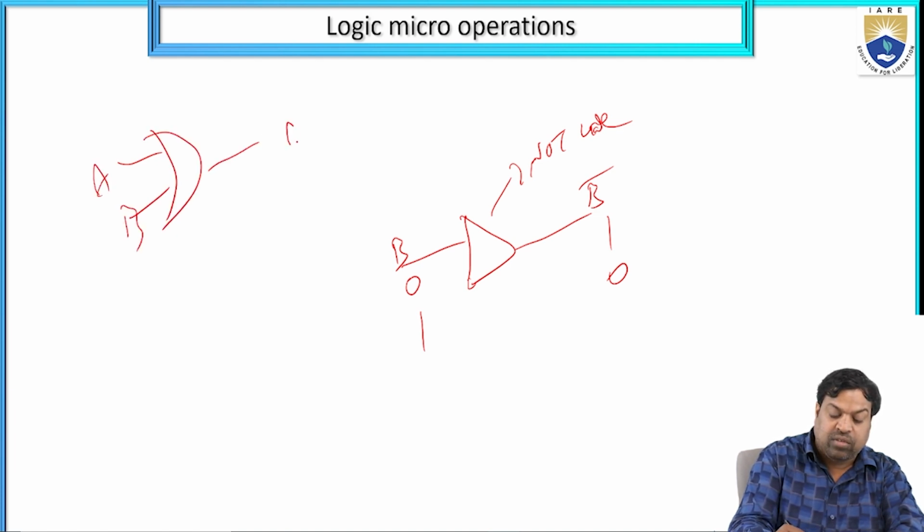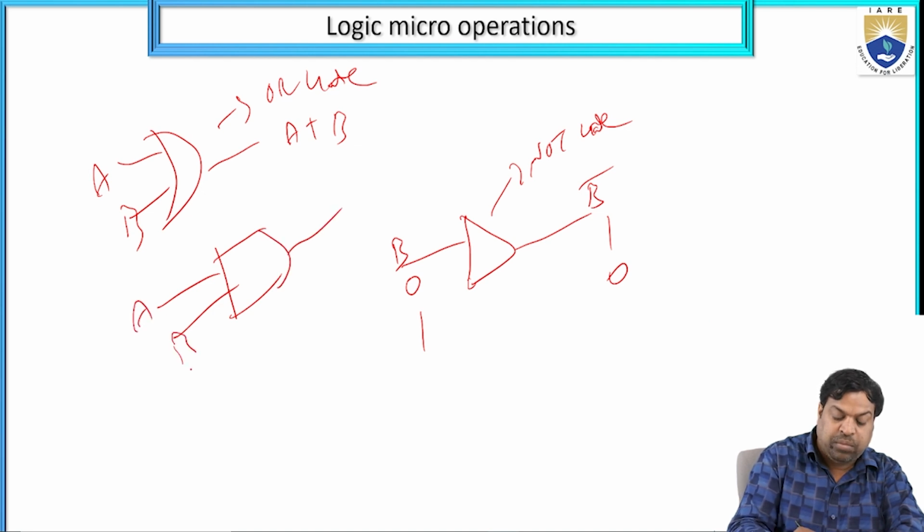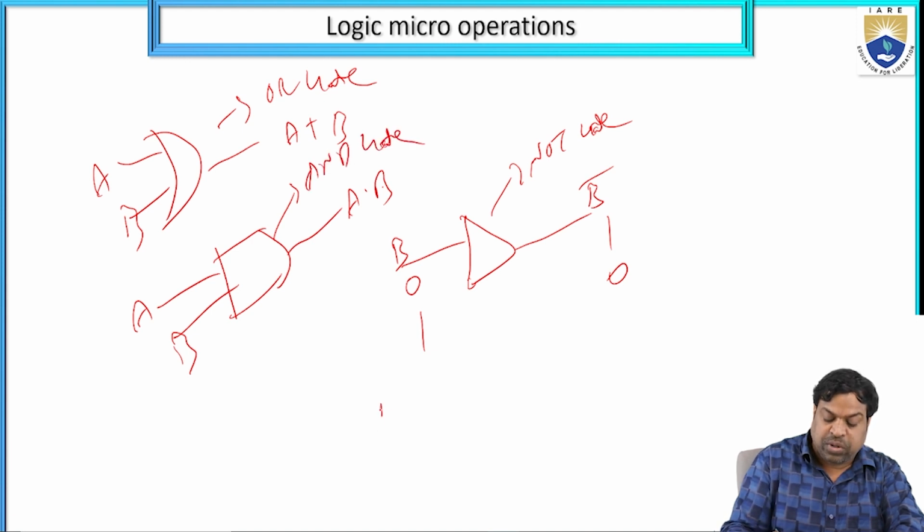A and B. What is the answer? A plus B. So what is the gate here? OR gate. A, B. What is the answer? A into B. So what is the logic gate I am using here? AND gate. So previously we got F equal to A into B bar.